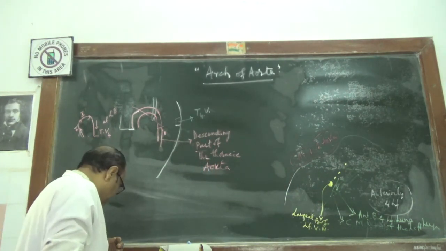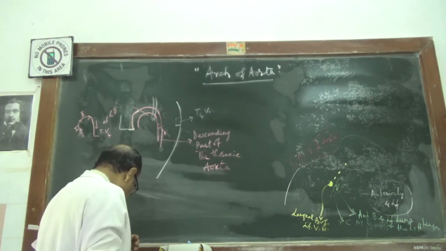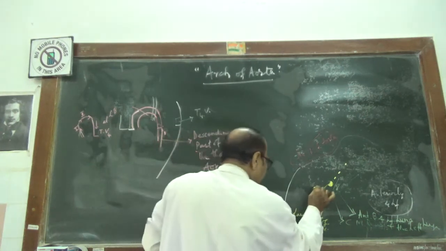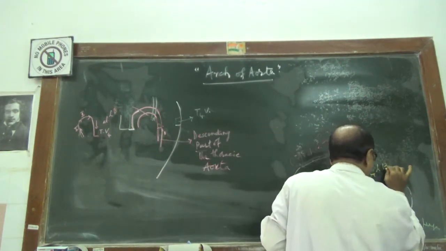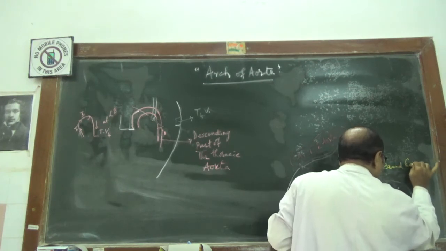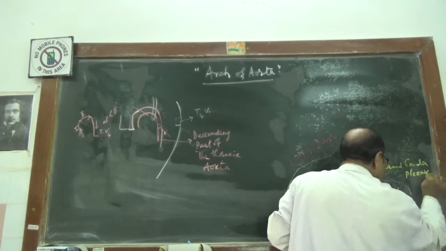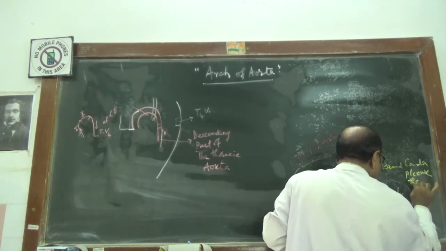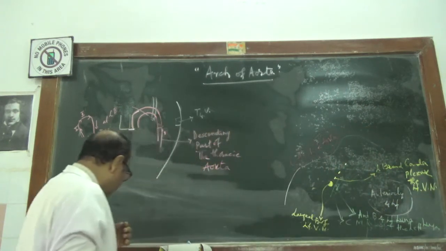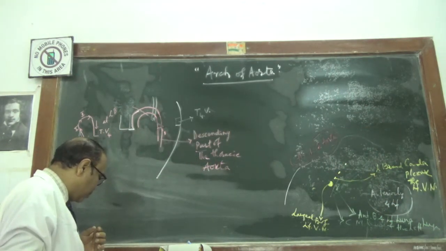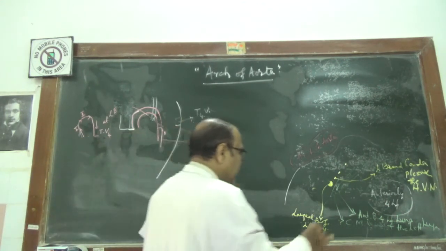Then you will have the recurrent, that is, the next, you will get the lower branch of the cardiac plexus of the left vagus nerve. Then you will have the left phrenic nerve.